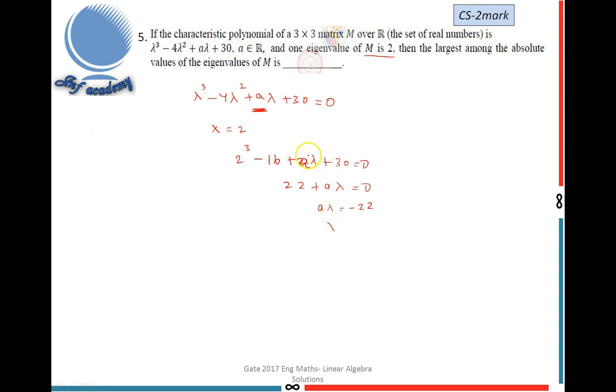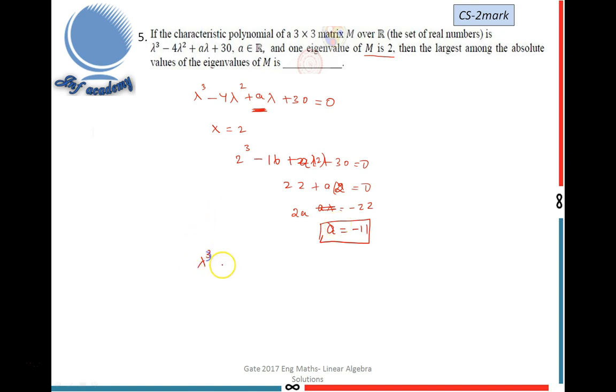Oh, sorry, lambda value is also 2. So, put 2 in that place. In that place, we get 2A equal to minus 22. So, A equal to minus 11. Finally, I got A equal to minus 11.